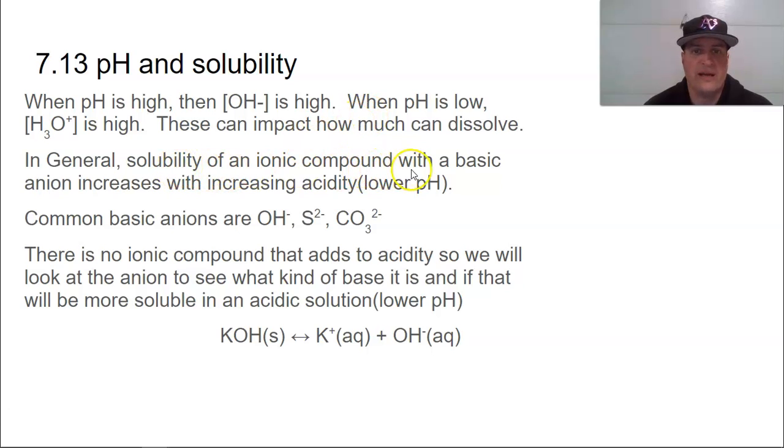Solubility of an ionic compound with a basic anion will increase with increasing acidity because the fact that you have more hydronium or hydrogen ion in solution at a lower pH means it's going to kind of gobble up more of that hydroxide, which is going to shift it to being more soluble. So some common basic anions are ever so famous hydroxide, sulfide ion, and carbonate ion.